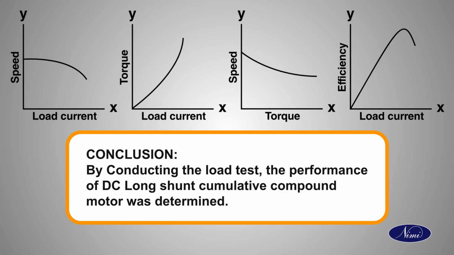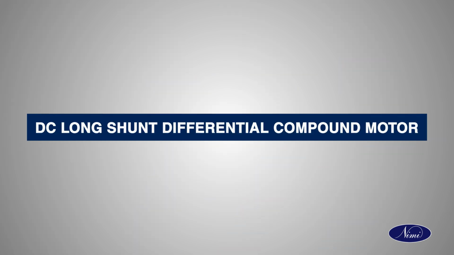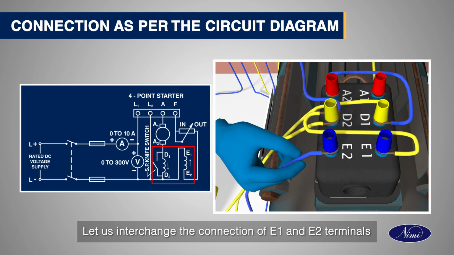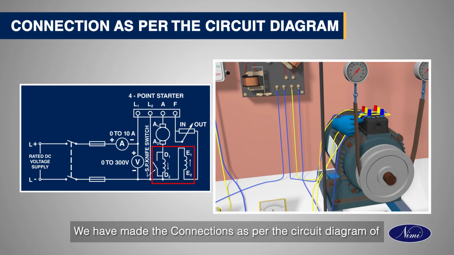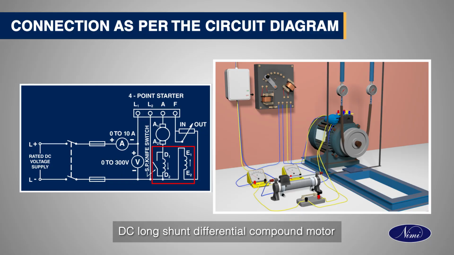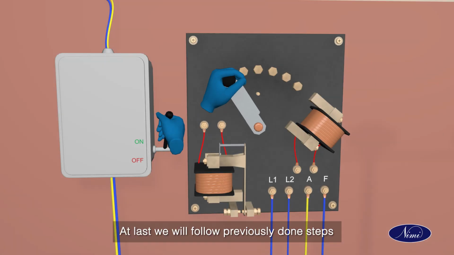Conclusion. By conducting the load test, the performance of DC long shunt cumulative compound motor was determined. Subtask 2. DC long shunt differential compound motor. Let us interchange the connection of E1 and E2 terminals. We have made the connections as per the circuit diagram of DC long shunt differential compound motor. At last, we will follow previously done steps.